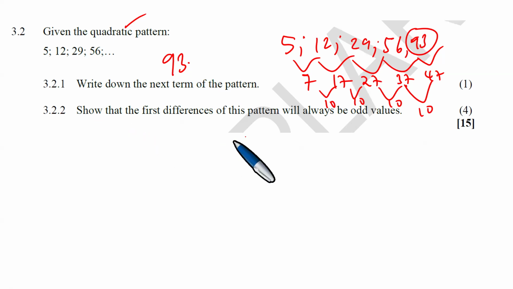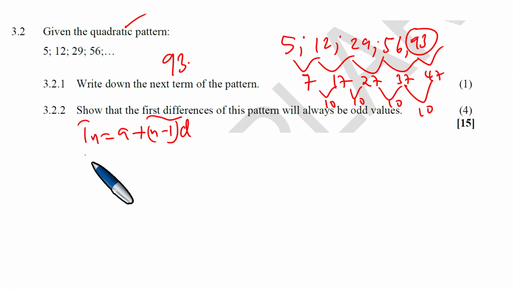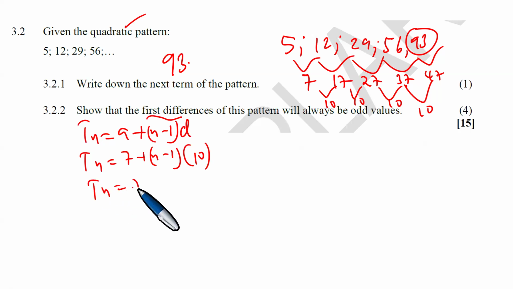To show that the first differences of this pattern will always be odd values. So now, okay, we're dealing with the first differences. We've already seen the first differences. By the way, this is a new pattern. These are the first differences. You use the arithmetic sequence formula. The first term is 7 plus n minus 1, the common difference is going to be 10. 7 plus 10n minus 10. Now you have 7 minus 10, so this is 10n minus 3.